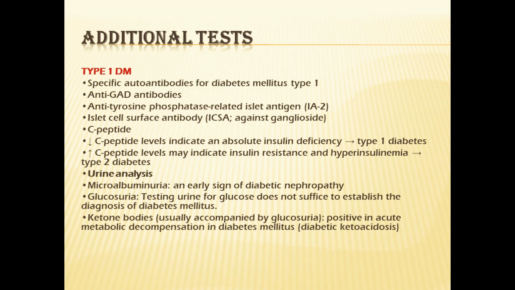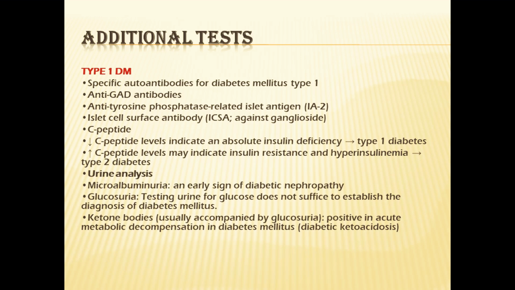If the value of C-peptide is low, which indicates an absolute insulin deficiency, it is type 1 diabetes. If the value of C-peptide is increased, it indicates insulin resistance and hyperinsulinemia. So it is type 2 diabetes.